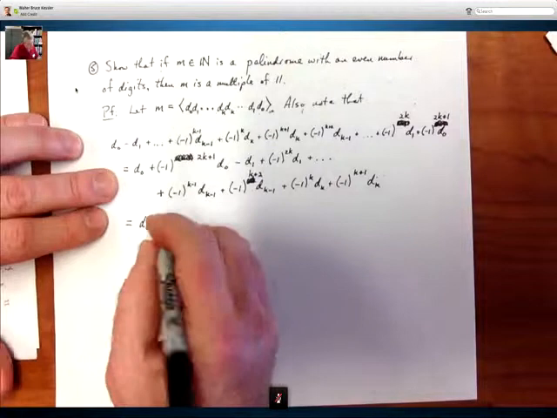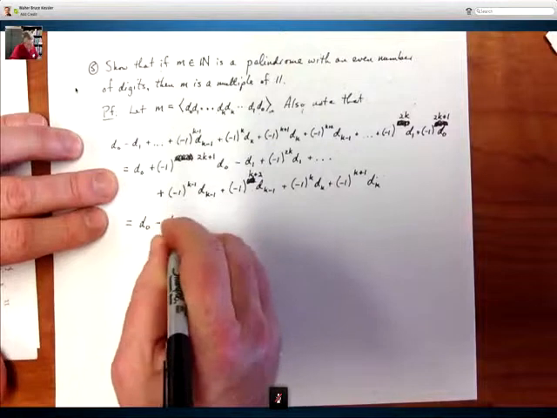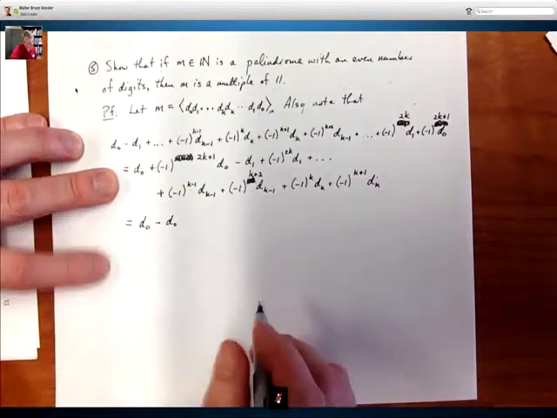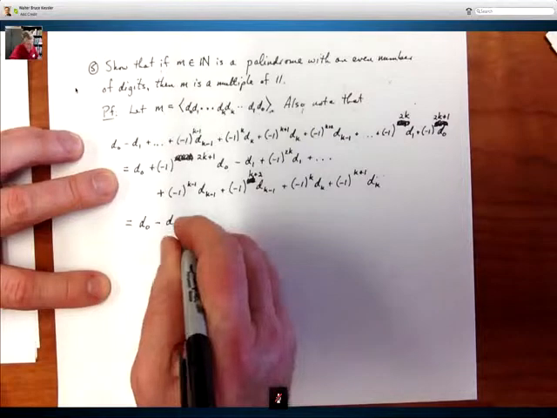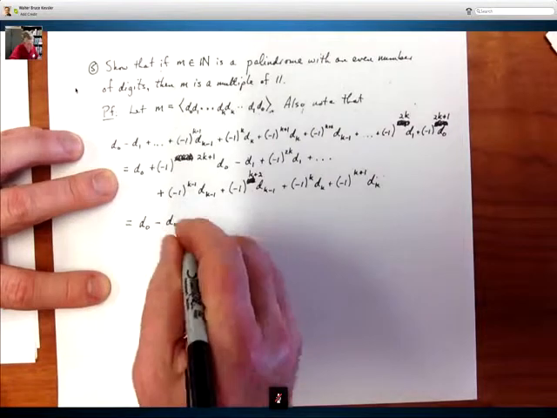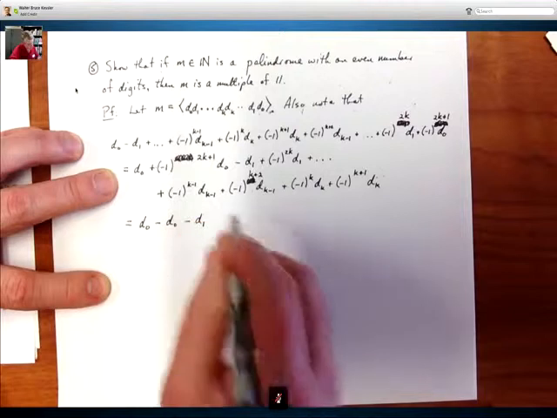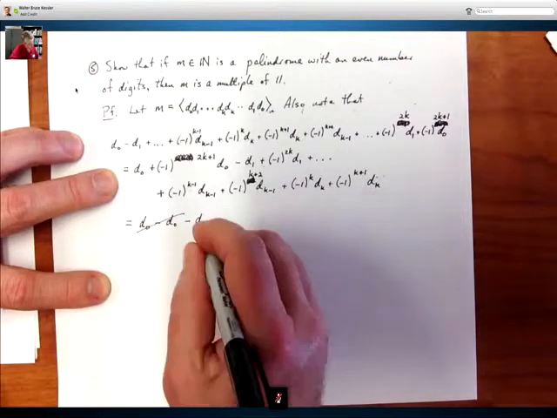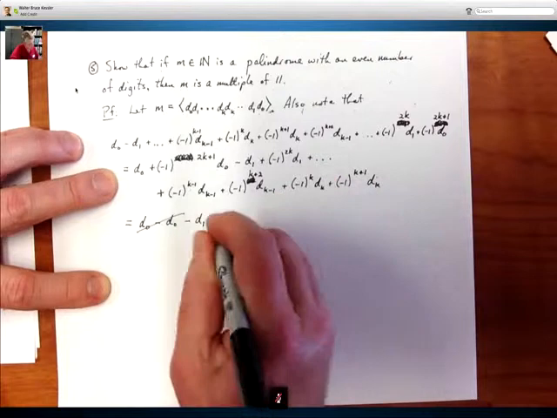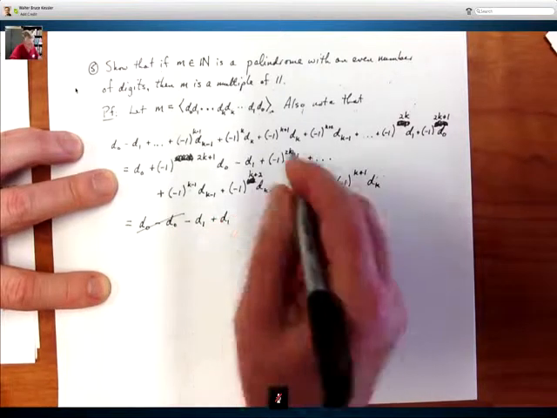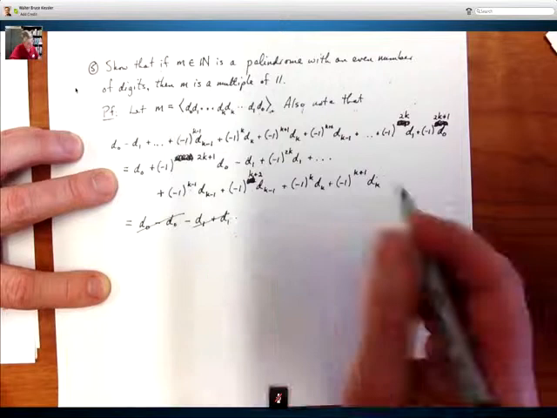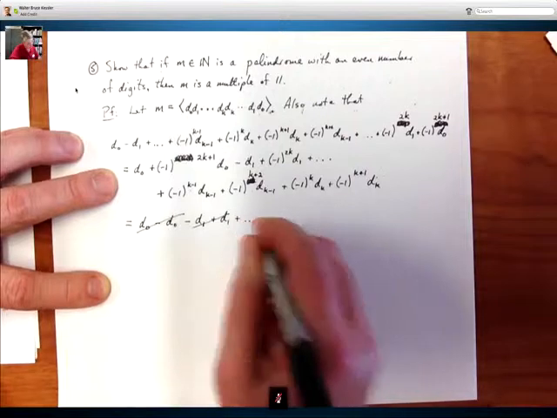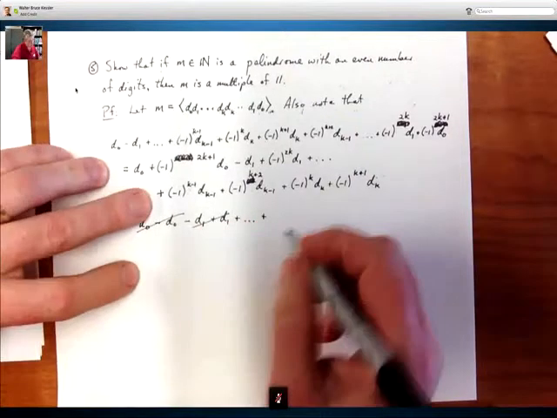Alright, so d0, and now this is minus d0, right? And then minus d1, so these guys are gone, right? d1 is minus d1, and then this is a plus d1 because it's an even exponent, plus dot dot dot.